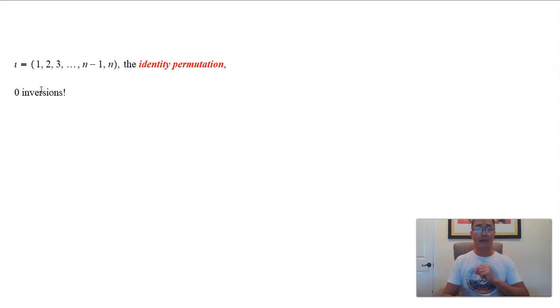So, is 0 an even or an odd number? It's an even number. Remember the definition: an integer is even if it can be written as twice another integer. So 0 is twice 0, and 0 is an integer. So therefore 0 is an even integer. So the sign of iota is positive 1.